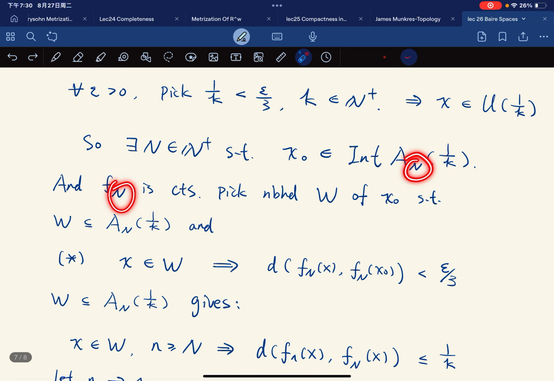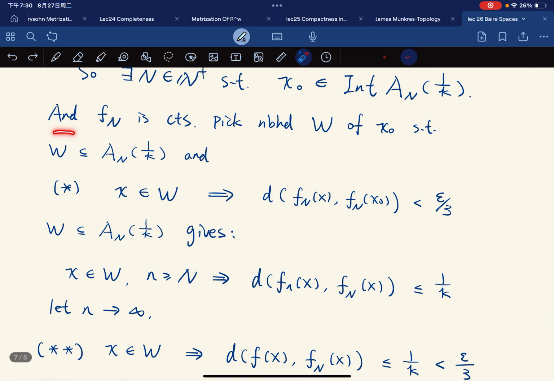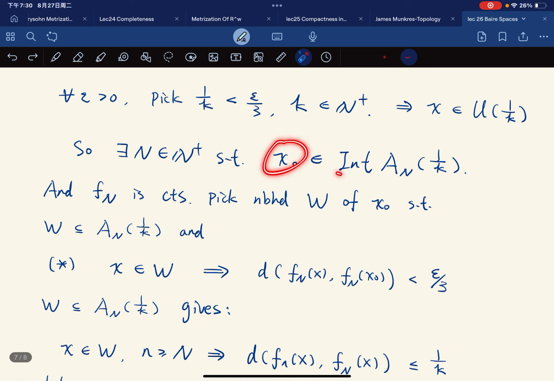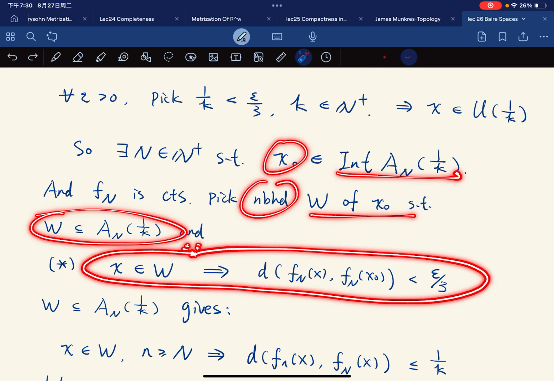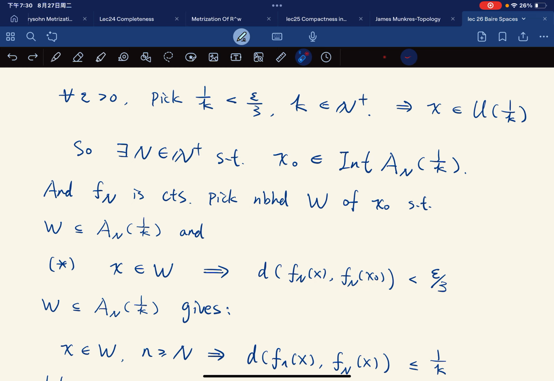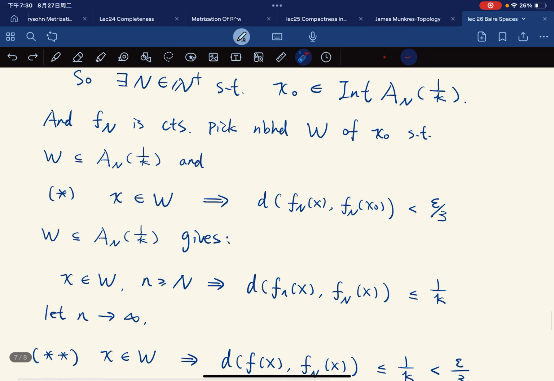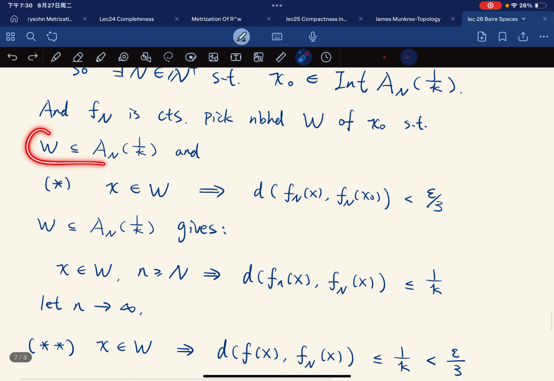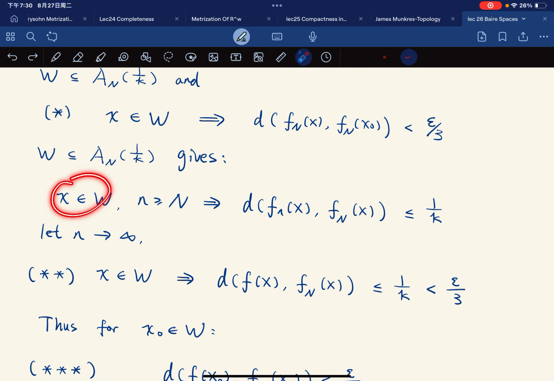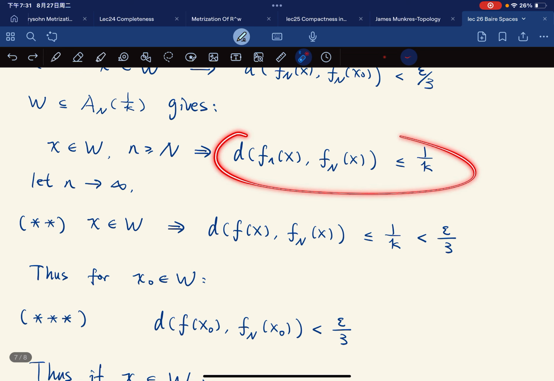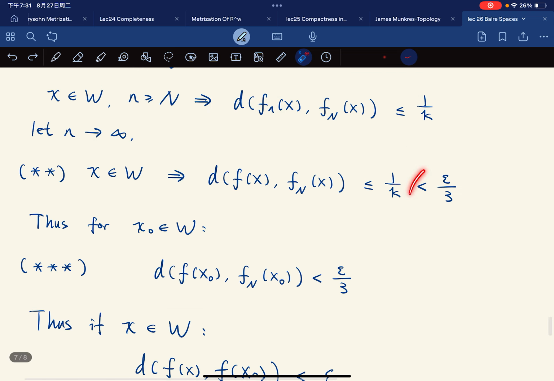Now for this n, f_n is continuous. So we pick a neighborhood W of x naught. First of all, x naught is in the interior, so we can pick a neighborhood W such that it is contained in this. And then we can make it even smaller such that it satisfies the continuity of f_n at x naught. First of all we have this, and this condition also gives that for any x in W and for m greater than n, we have this is true, by the definition of this, less than or equal to 1 over K. And from here, if we just let m go to infinity, this goes to f(x), because we have pointwise convergence. And yes, this is true.